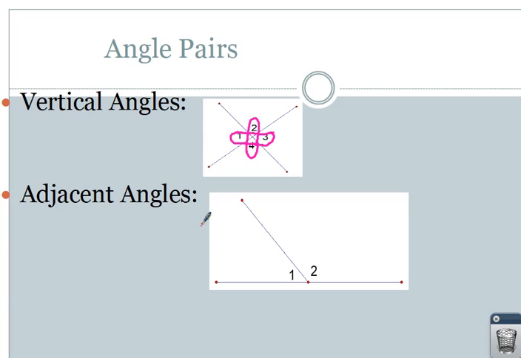Second one, adjacent angles. Adjacent being right next to each other. So angle 1 and angle 2 are adjacent angles because they're right next to each other. They don't have to make 180. They just have to be right next to each other.